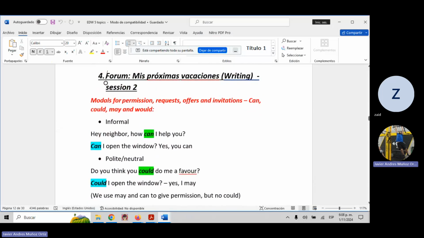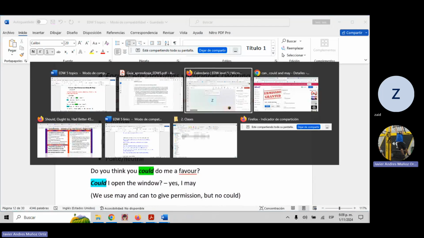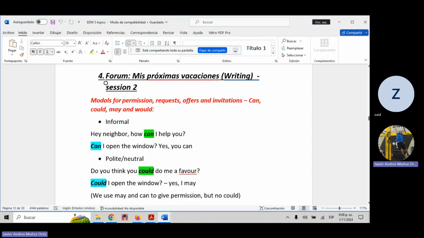So what is the difference between all of these verbs? All these verbs are used to talk about permission, to ask for permission, to request something, to offer something, and to invite somebody to do something. So what is the difference between these four modal verbs? This is a coherent question, right?